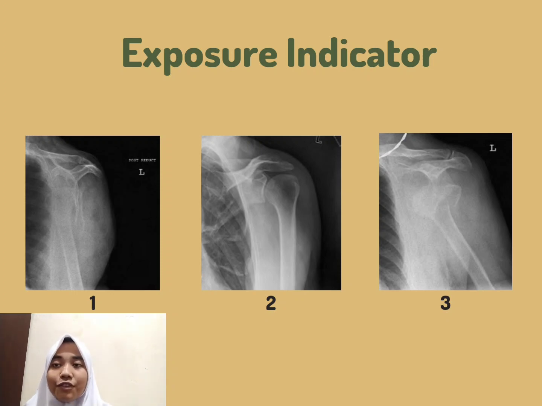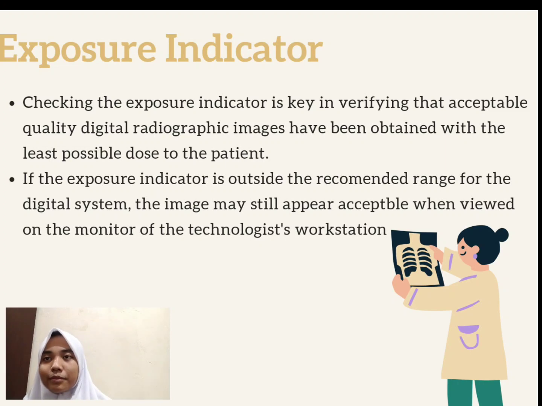For example, if the range for an acceptable image for a certain examination is 150 to 250, a value greater than 250 would indicate underexposure and a value less than 150 would indicate overexposure. Checking the exposure indicator is key in verifying that acceptable quality digital radiographic images have been obtained with the least possible dose to the patient.